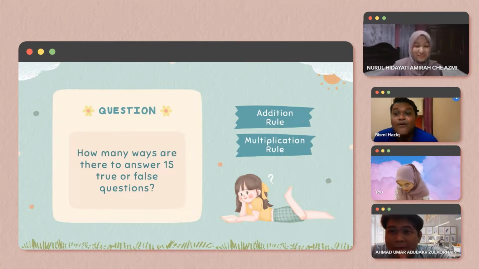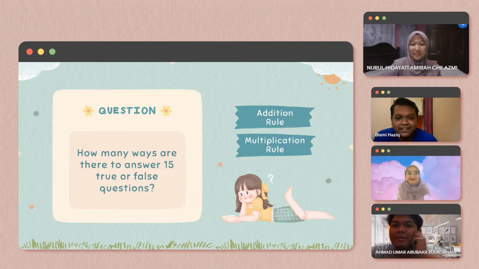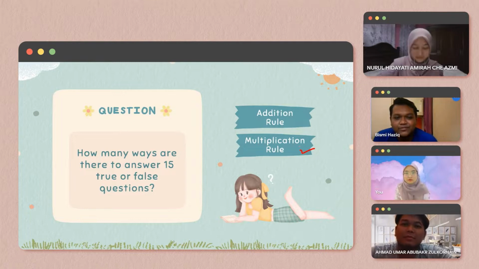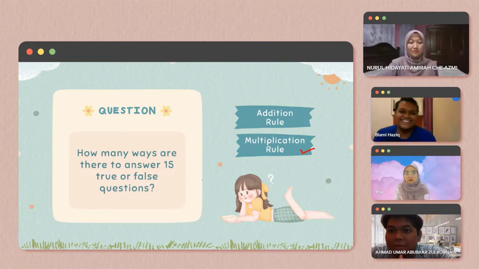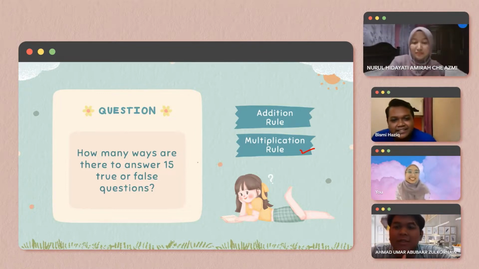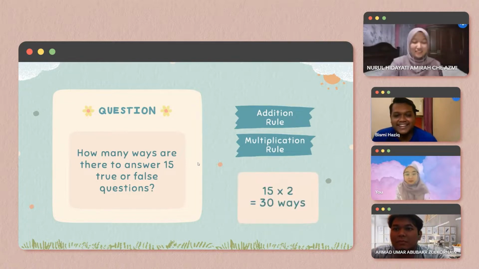What rules do we apply here? Multiplication rule. Okay, good. Why do we use the multiplication rule? Because there are true and also false, so there are two. How do we answer this question? We just need to multiply it. So 15 times 2, and we will get 30.